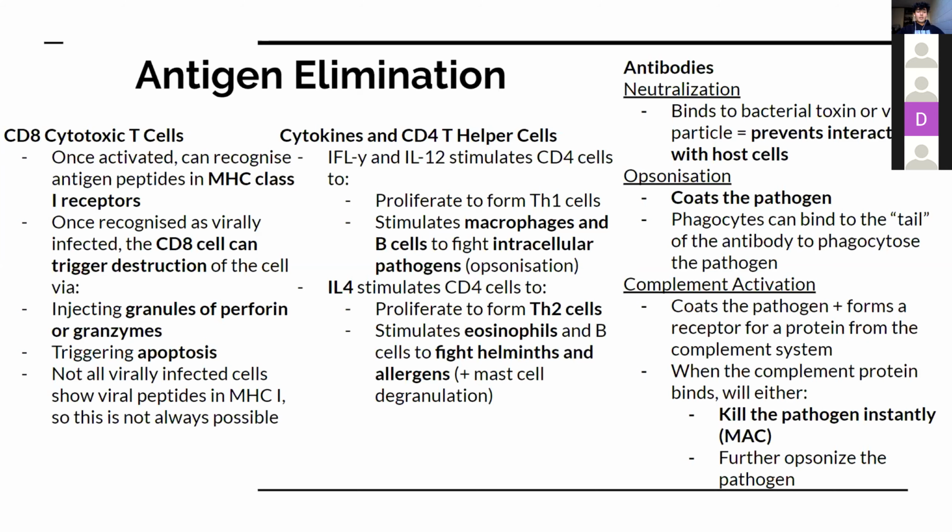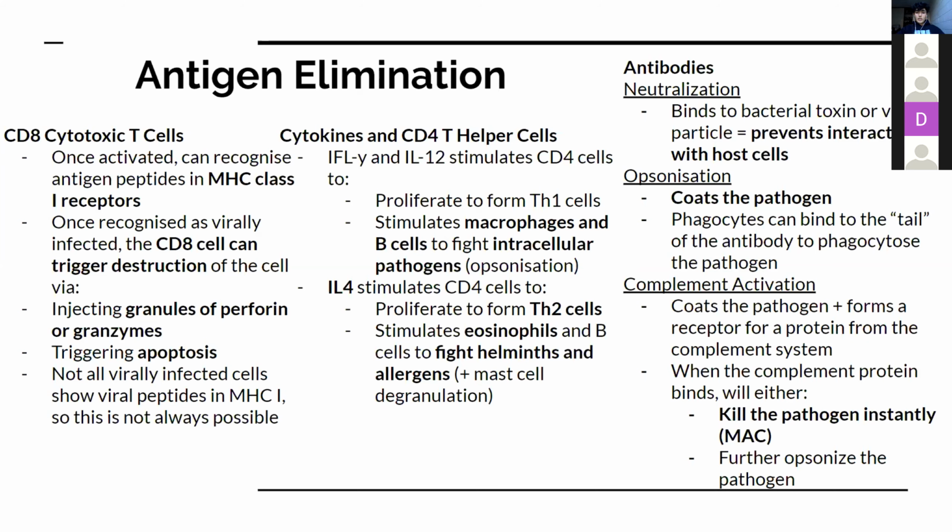Then next you have interleukin-4, which stimulates CD4 cells to form T helper 2 cells to stimulate eosinophils and B cells to fight helminths and allergens. There's a diagram on the next slide, which might make a little bit more sense. The T helper 1 and T helper 2 cells isn't too important right now, but this year you'll learn a little bit more about the role of T helper 1 and T helper 2 cells in allergies and problems with that.